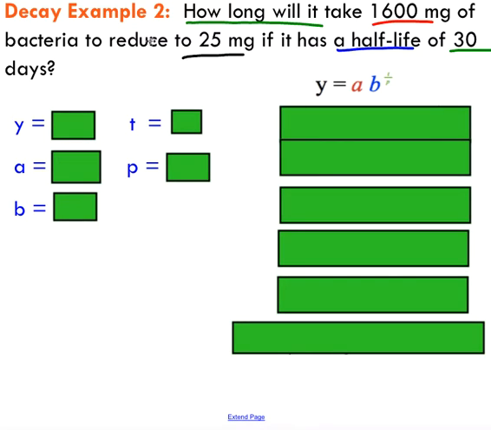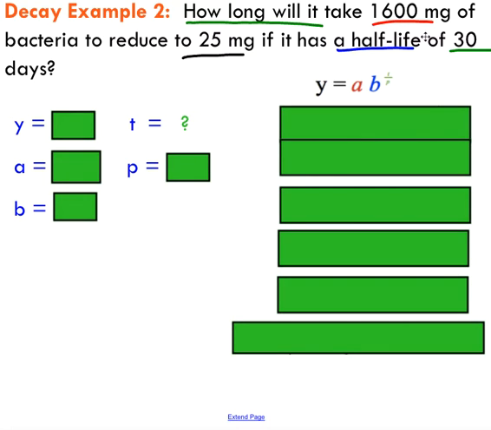Okay, another decay example. How long will it take for 1600 milligrams of bacteria to reduce to 25 milligrams if it has a half-life of 30 days? I like to chunk things out into smaller pieces. That's why I've underlined these things. How long will it take? That is going to be your t-value.